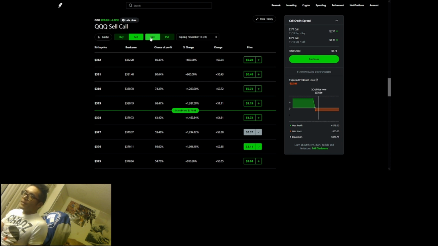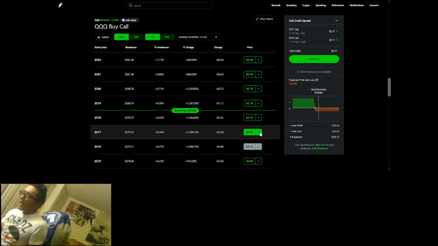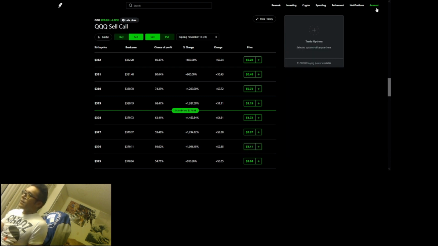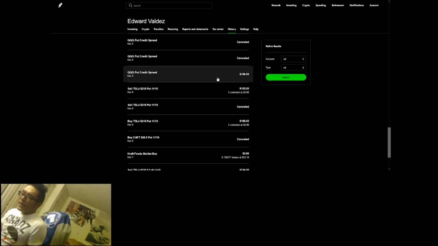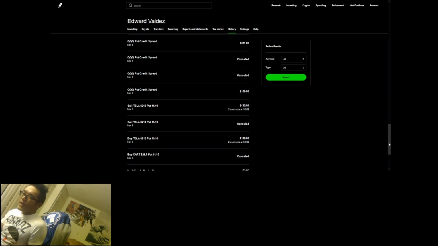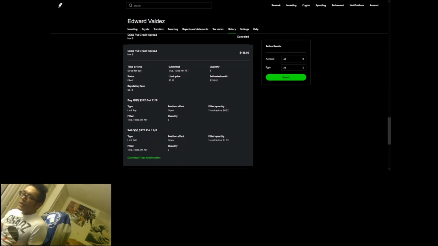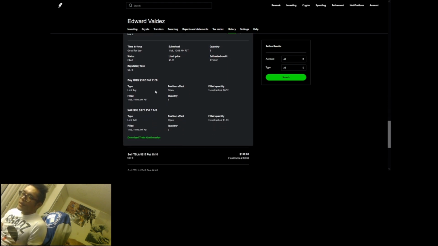I'm gonna go over a few examples of some trades that I actually had success on. So let's go ahead and look at those. On Wednesday, I traded the triple Qs. I went into a bull put spread. It shows right here that I bought three of them at the 372 and 373 strike prices.